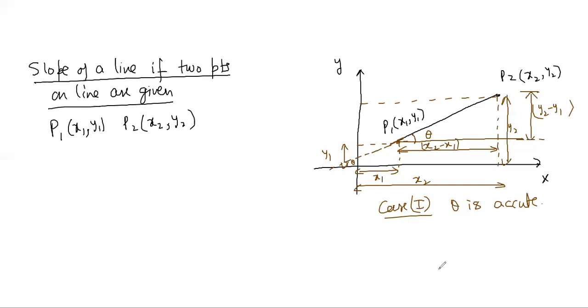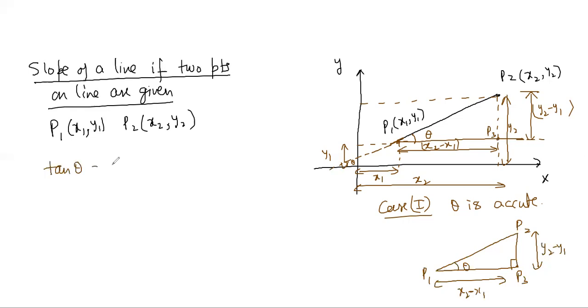अब ये इस तरह का कुछ ट्रायंगल बन गया, P2 P1 और सपोज इस पॉइंट को P3 बोल देते हैं, P3। तो ये जो लेंथ है ये कितना है, दिस इज y2 माइनस y1 एंड दिस लेंथ इज x2 माइनस x1। So this angle is theta. So tan theta equal to m is equal to y2 minus y1 upon x2 minus x1.